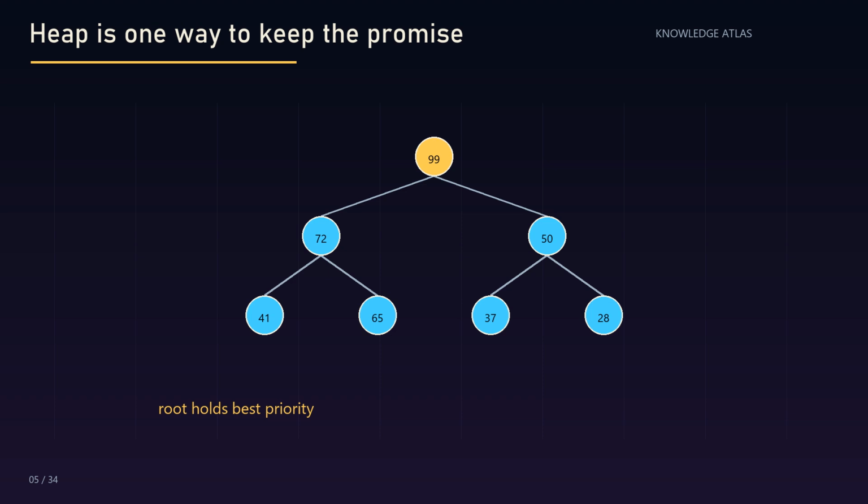A binary heap is a compact way to implement a priority queue. For a max heap, the largest priority stays at the root. For a min heap, the smallest priority stays at the root. The exact direction depends on the question.